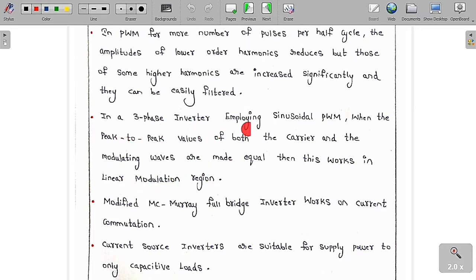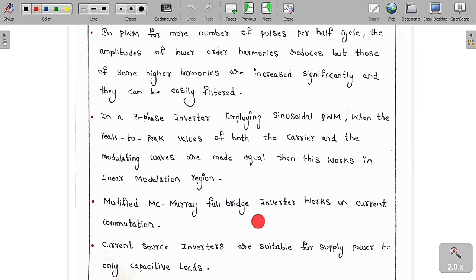In a three-phase inverter employing sinusoidal PWM, when the peak-to-peak values of both the carrier and the modulating waves are made equal, then this works in the linear modulation region. So whenever in a three-phase inverter you use sinusoidal PWM, if the peak value of the carrier signal is equal to the peak value of the reference signal, then it is going to work in the linear modulation region.